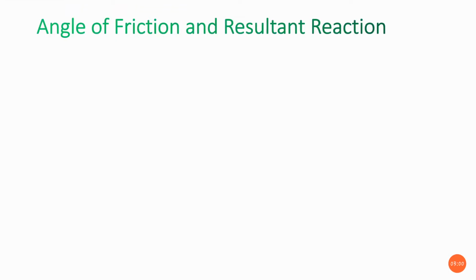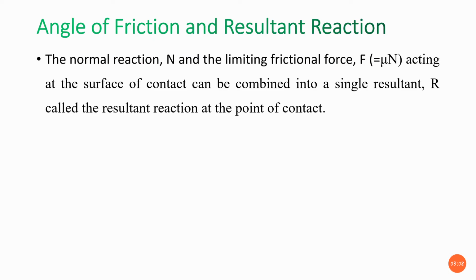So coming to how to calculate the angle of friction and the resultant reaction. As we know, the normal reaction and the limiting force acting at the surface of contact combine into a single resultant, called the resultant reaction at the point of contact. These fundamentals we have seen in concurrent forces. When a number of forces act, we convert them into a single resultant force, so that the effect generated by the number of forces is equal to the resultant force. That means the resultant force also generates the same effect.